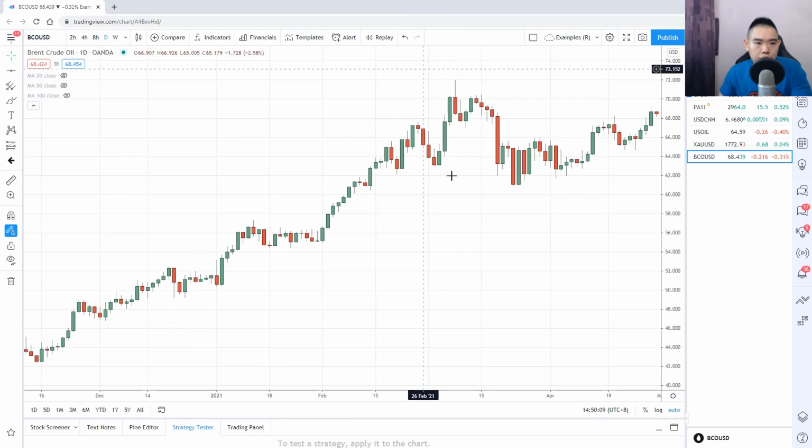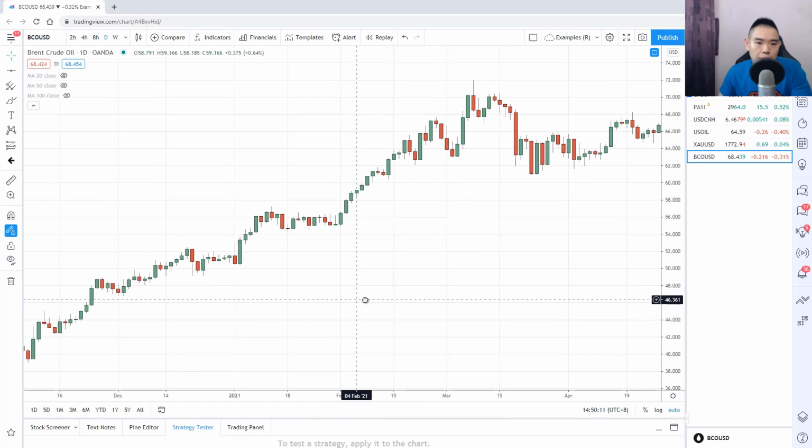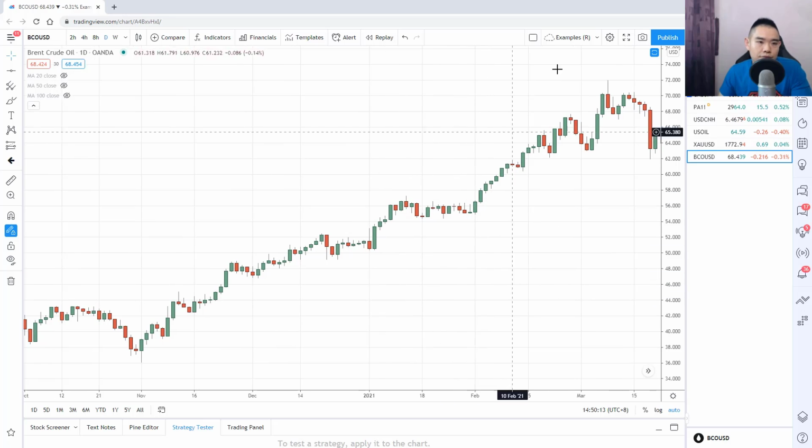So just to illustrate a quick chart example, let's say this is the chart of Brent crude oil. If you, let's say for whatever reason, maybe you got long somewhere about here, let me just change. Let's say you got long for whatever reason.